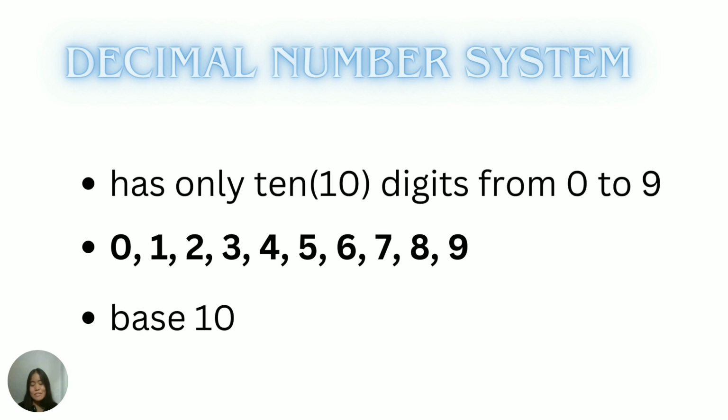And we also have the decimal number system, which is a base 10 system that has only 10 digits from 0 to 9. Each number or value is represented with 0, 1, 2, 3, 4, 5, 6, 7, 8, and 9.